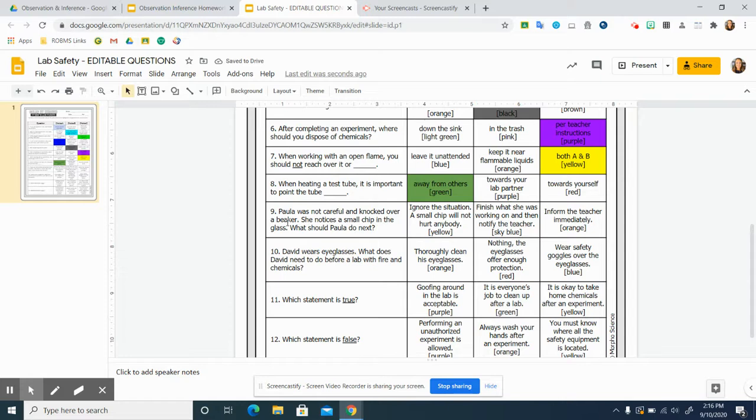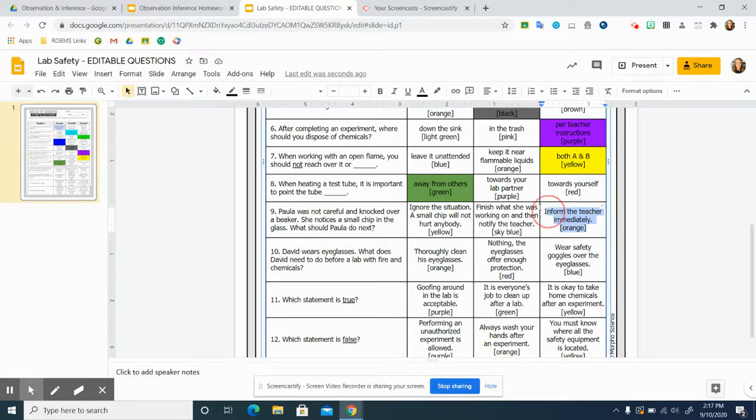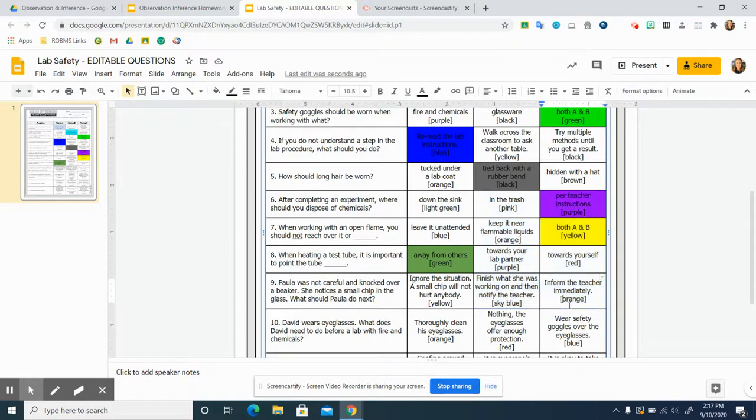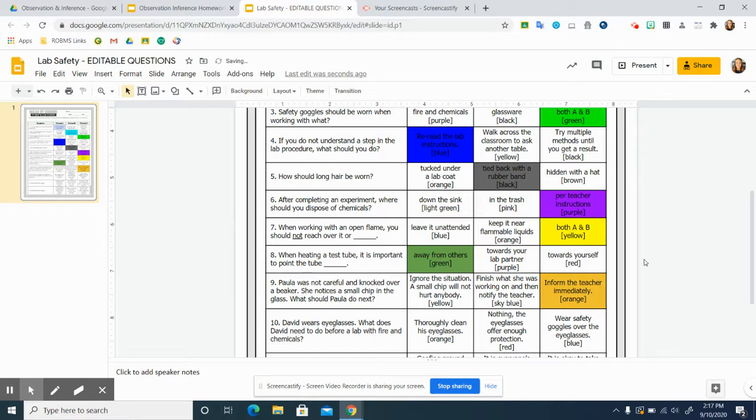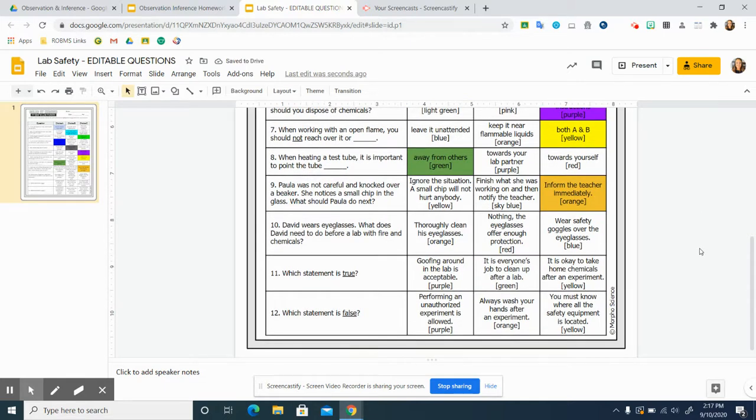Paula was not careful and knocked over a beaker. She notices a small chip in the glass. What should Paula do next? Ignore the situation, finish what she was working on, and then notify the teacher, or inform the teacher immediately. If you guys don't know this, your answer is going to be inform the teacher immediately. If you were to boil something in a glass that has a crack or a chip in it, and you heat it up to a certain temperature, that glass can actually explode whatever's on the inside. It could crack. So you want to make sure you're being very careful with that.